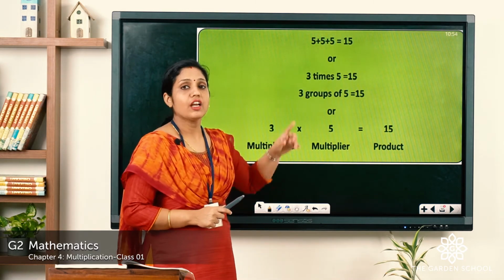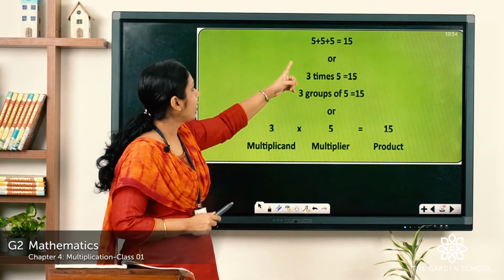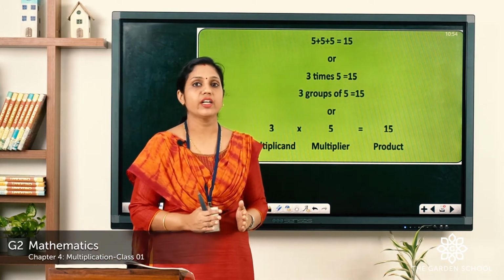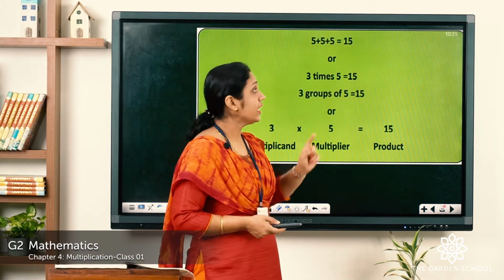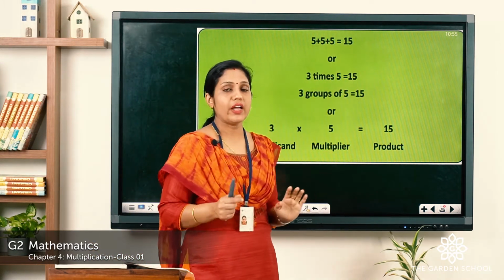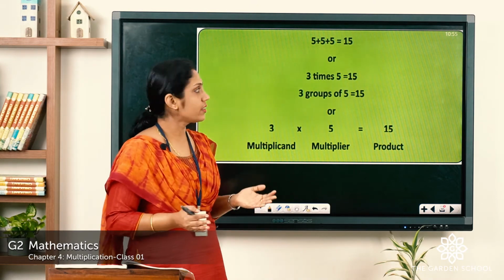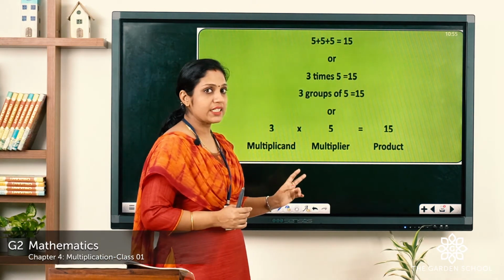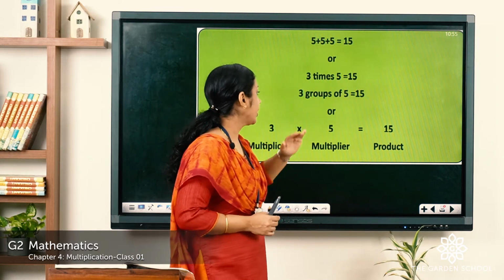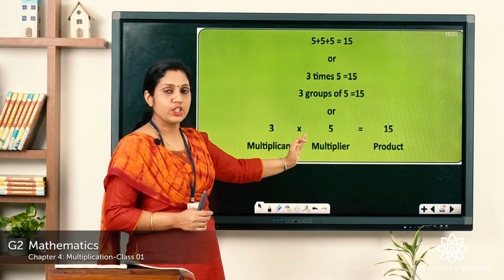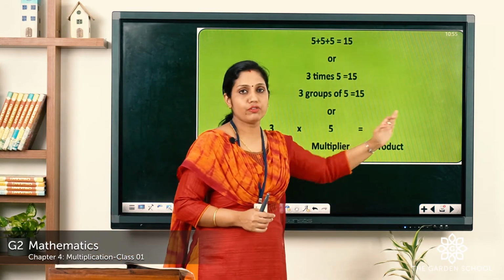Here we can see 5 plus 5 plus 5 is equal to 15. That we have written in the repeated addition form. Or we can say that 3 times 5. So 5 repeated 3 times and the answer is 15. Or we can say that 3 groups of 5, that is also 15. So we can write it as 3 into 5 is equal to 15.